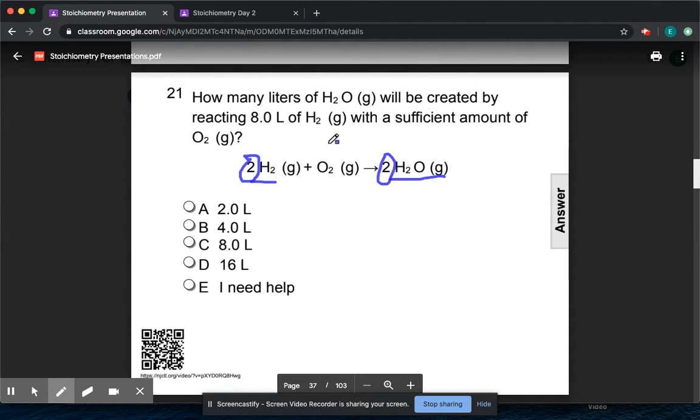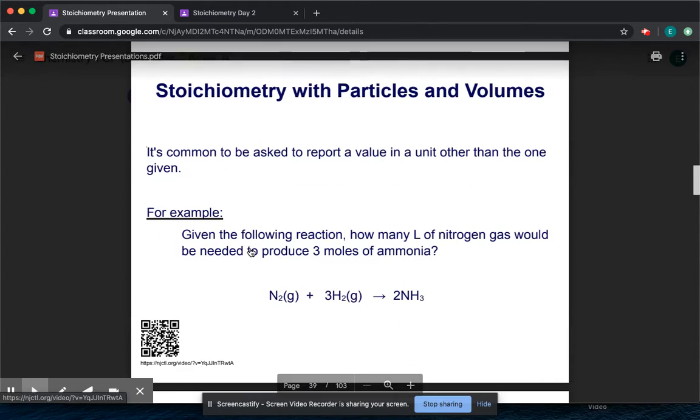It's going to be the exact same number. So if we have 8 liters of hydrogen, we're going to make 8 liters of water, okay? And we know that because, again, the coefficients are exactly the same. There's no scaling, there's nothing. It's the same. It's 1 to 1. It's a 1 to 1 ratio, you could say. All right. Now let's get to the meat and potatoes.